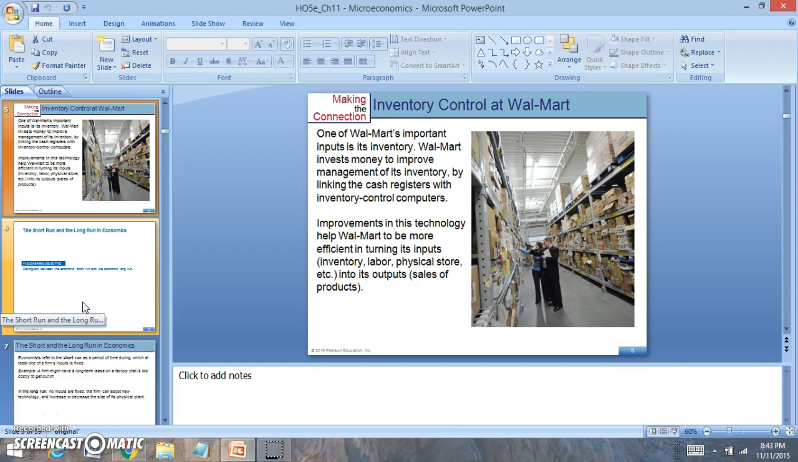And when we look at an example in your book, you'll notice that inventory controls are part of Walmart. And when we look at Walmart, you notice that they're trying to invest in inventory as a type of investment. And if they don't have enough investment in inventory, that creates a lot of challenges. Walmart invests a lot of money in technology. And this investment in technology helps Walmart to be more efficient in turning its inputs into outputs.